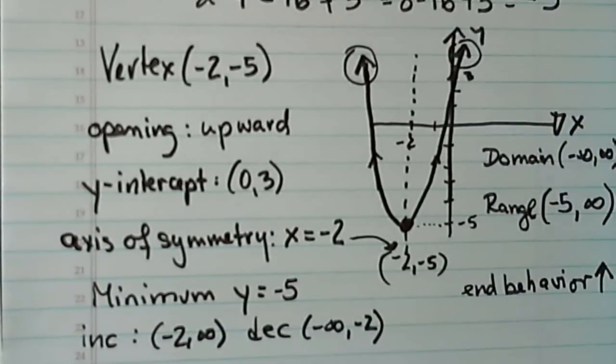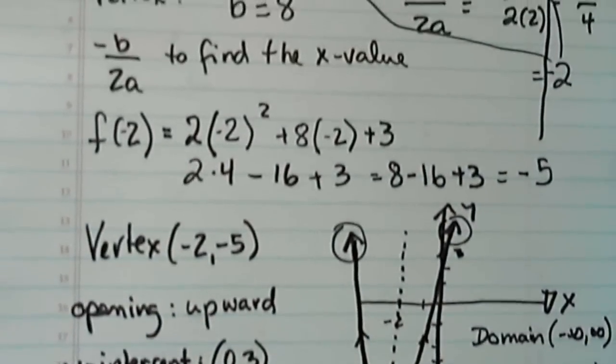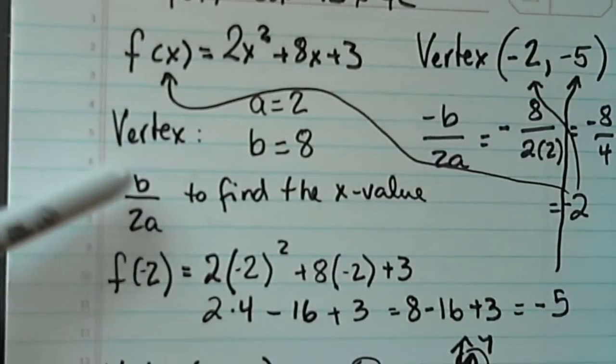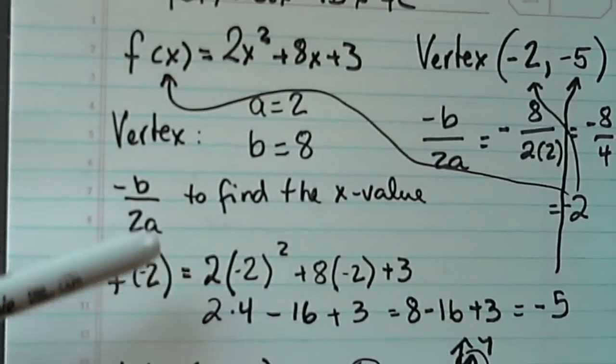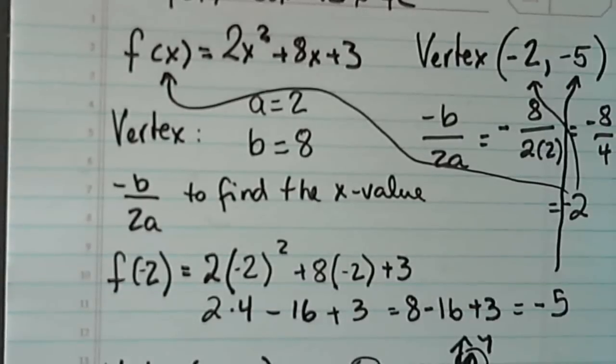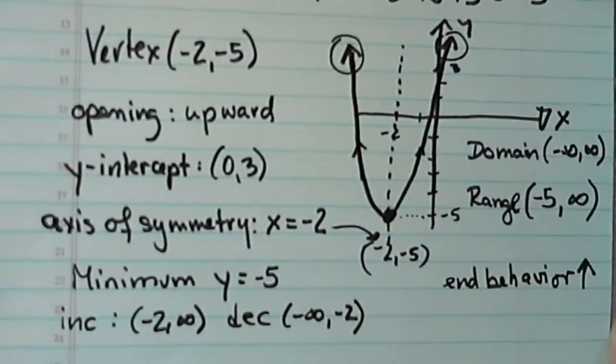Okay, here we go. Questions about a parabola. Finding the vertex using the formula negative b over 2a. Find y by plugging it back in, then answer all these questions, which are right here. And draw a little sketch.